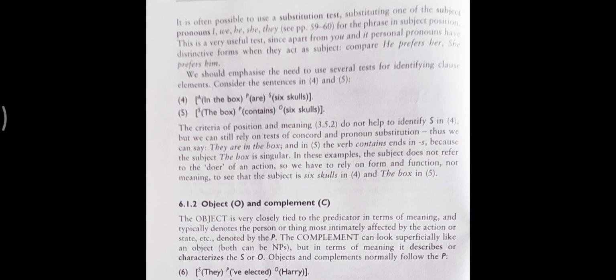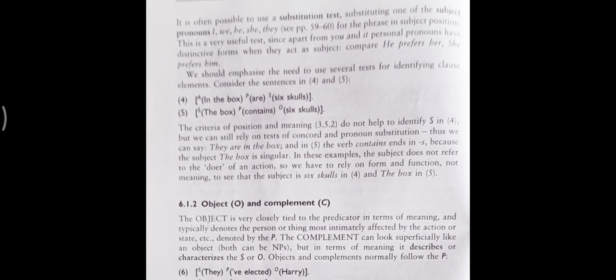If the male person, he, I, we, she, they, these are some pronouns we can replace with. At the same time, this is a very useful test, since it is a personal pronoun but it has a distinctive form because it refers to inanimate things. He prefers her, she prefers him. We have seen that there are many such tests that we can use to identify the clause elements.